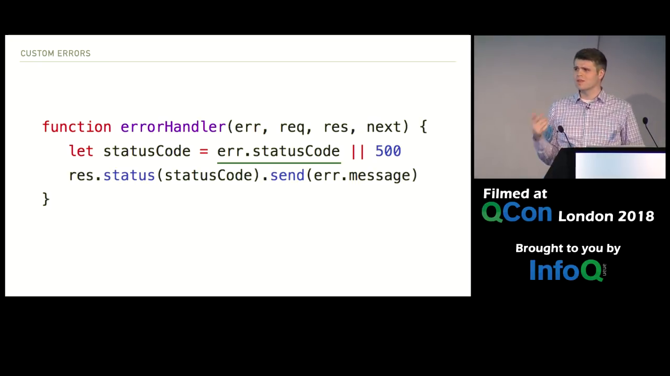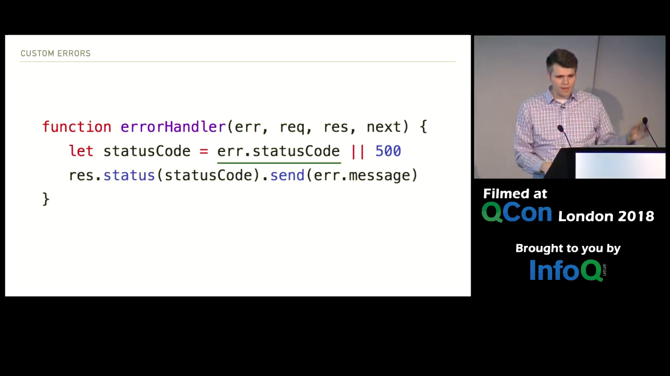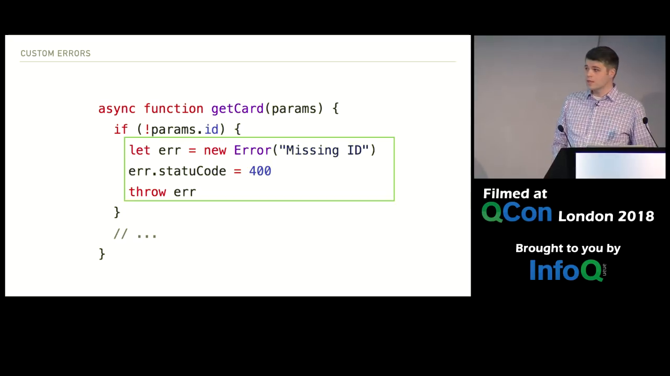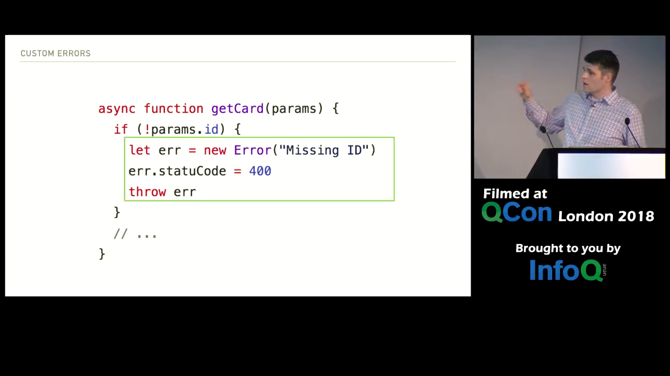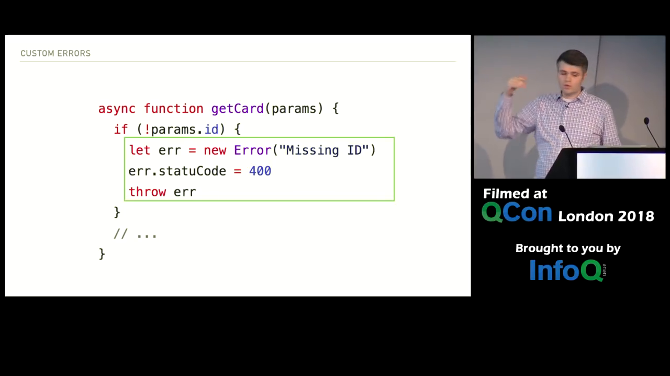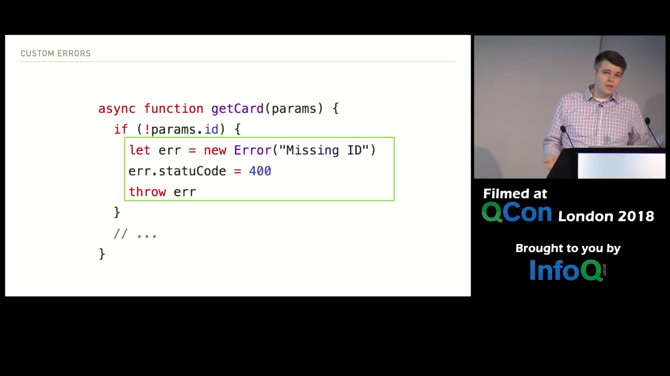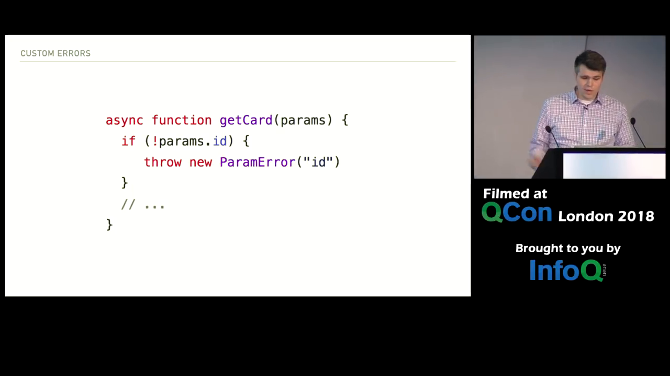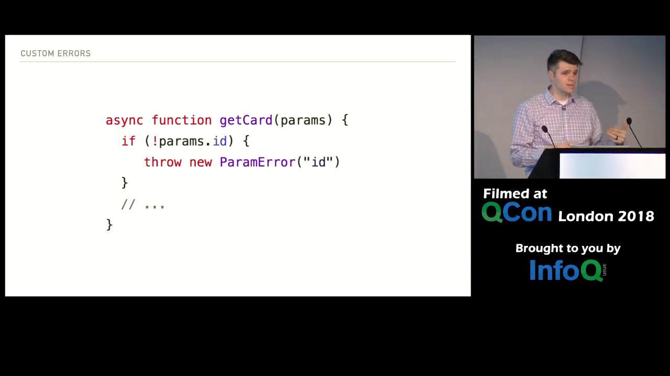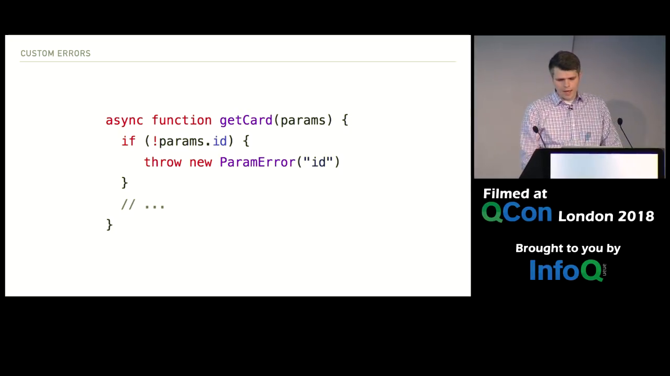Now you could probably think, I don't need a custom error to do that. Sure, you could ask people to write this: let error equals new error, error.statuscode equals 400, throw error. And a lot of people do stuff like that, but I find it's just way cleaner to encapsulate that inside a custom error class. It works pretty well.